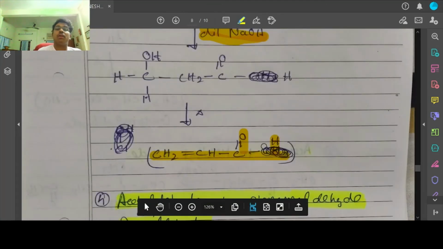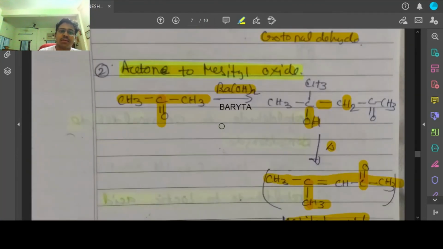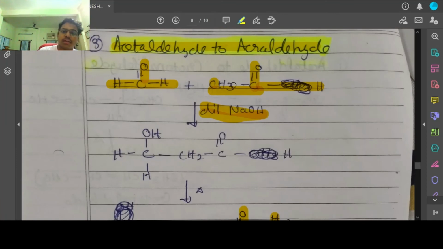So we had earlier learned crotonaldehyde is formed only from acetaldehyde. Mesityl oxide is formed from acetone, and acrolein is formed from formaldehyde and acetaldehyde. You might be thinking, what is the difference between crotonaldehyde and acrolein? Crotonaldehyde is formed by the direct aldol condensation of acetaldehyde. Acrolein is formed by the crossed aldol condensation of acetaldehyde and formaldehyde. This is the main difference.